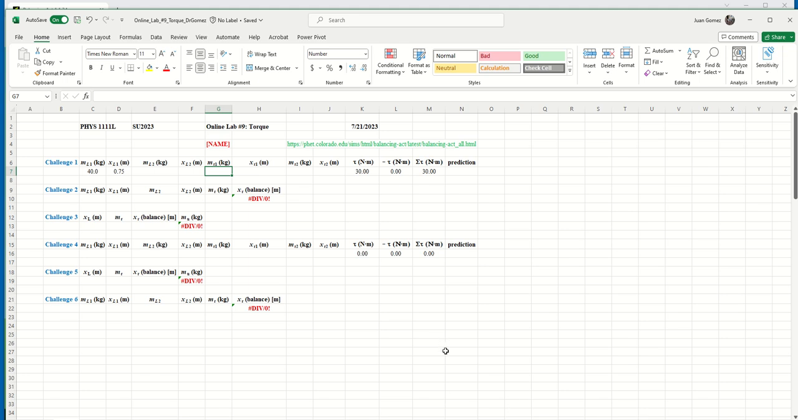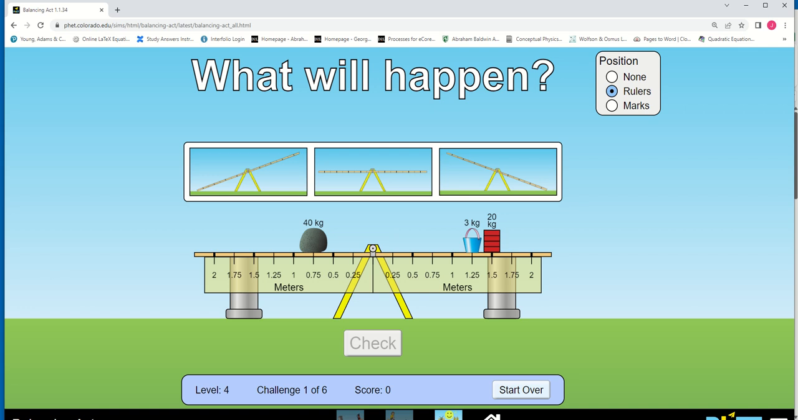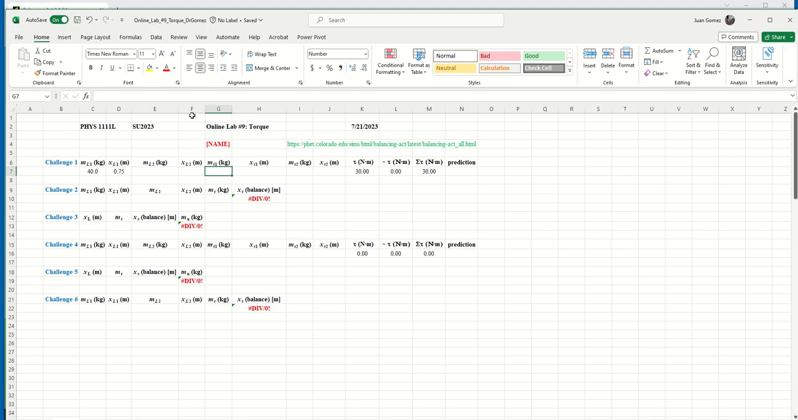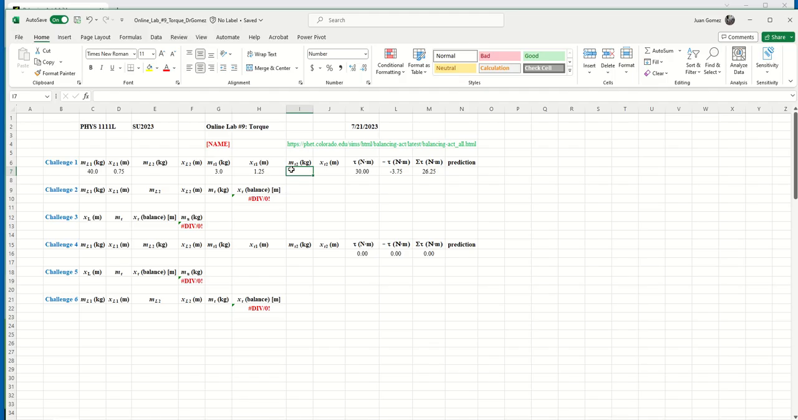What is MR1? That's the first mass to the right of the pivot. Well, that's my 3, and it's at 1.25. So I'm going to enter in, a little bit tedious, but it's 3. And I know it's at 1.25. That's what XR1is. That's the X location of the first mass to the right of the pivot. That's 1.25. What is MR2? That's the second mass to the right of the pivot. The 20 kilograms, and the 20 is located at 1.5. So my MR2 is 20, and XR2 is located at 1.5.